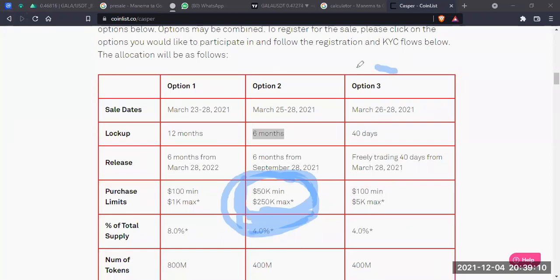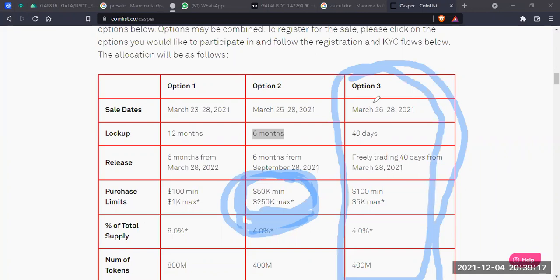Option 3 also. This option 3 is for the short-term holders, so short-term traders. The pre-sale was on March 26 to 28, and the lockup is just 40 days. In 40 days, you can make a good sum of money if the market is favorable. If only BTC will allow it, you can make very good money. They said the release is freely trading 40 days from March.